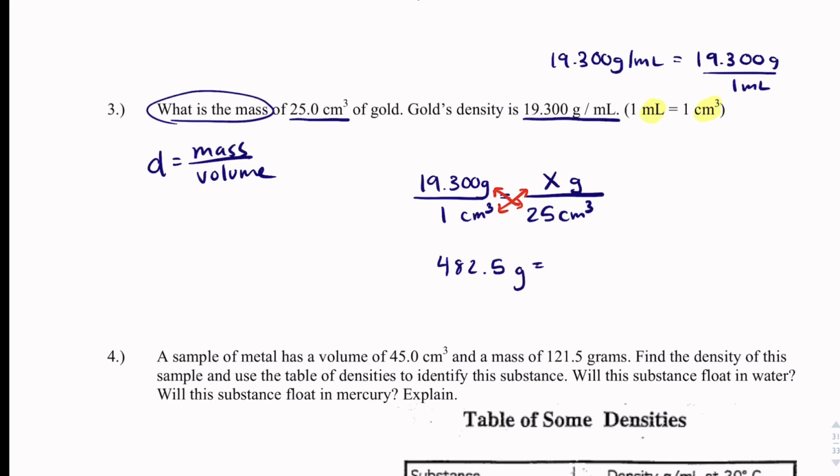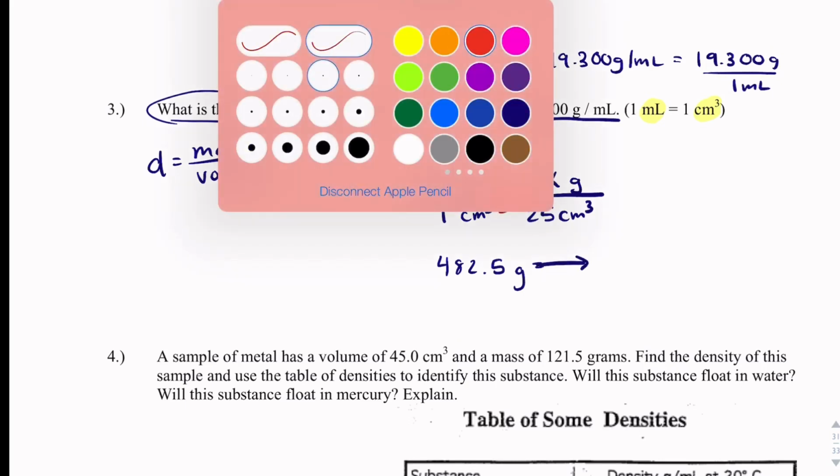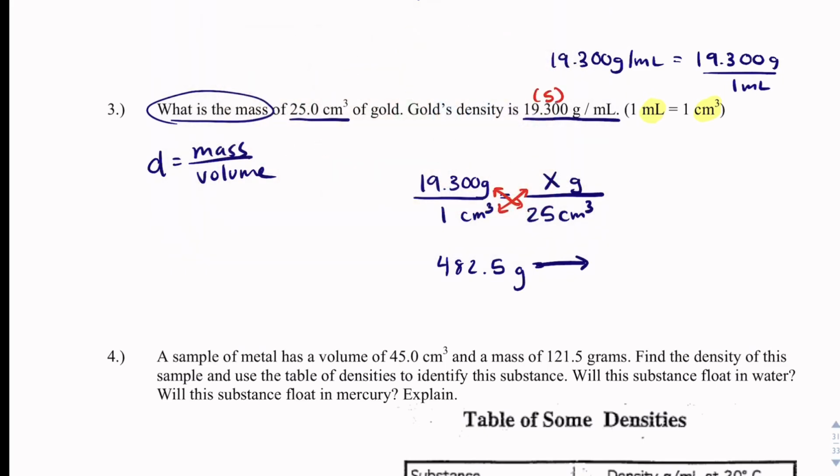482.5, but with significant figures, we have 5 significant figures, and we have 3. Since we're multiplying and dividing, we'll go based off the least number of sig figs. So this will end up being 483 grams of gold.